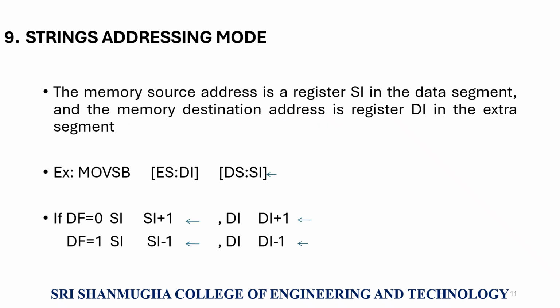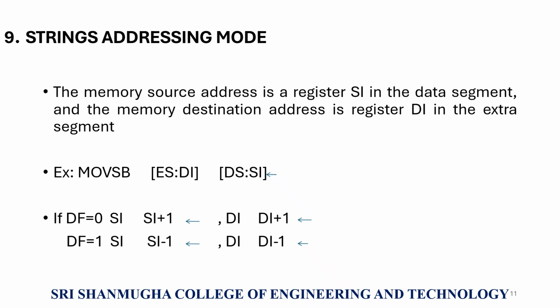And the last one is string addressing mode. It's a special addressing mode which is important when we do string operations. Generally, string operations are used to move a block of data from one memory location to another, or to compare two data present in two different segments. So when you use string addressing mode, you definitely have to use two memory segments: the extra segment and the data segment.